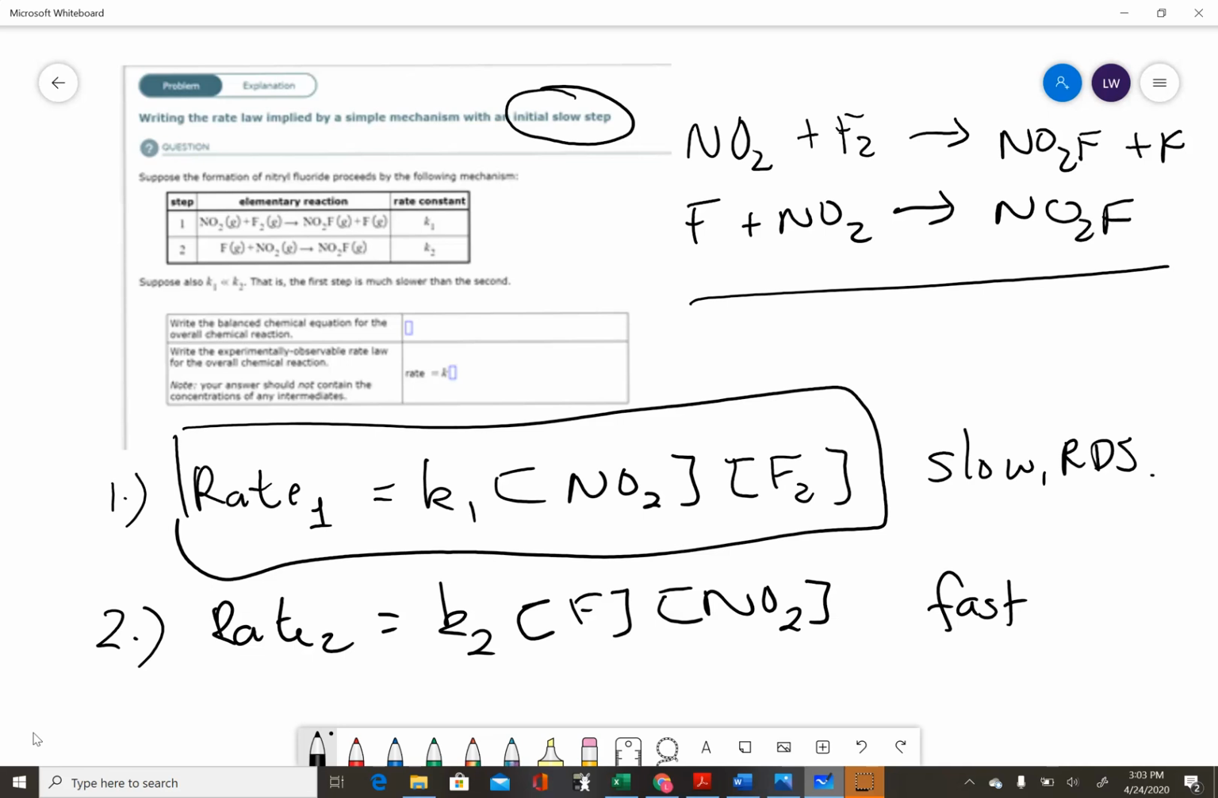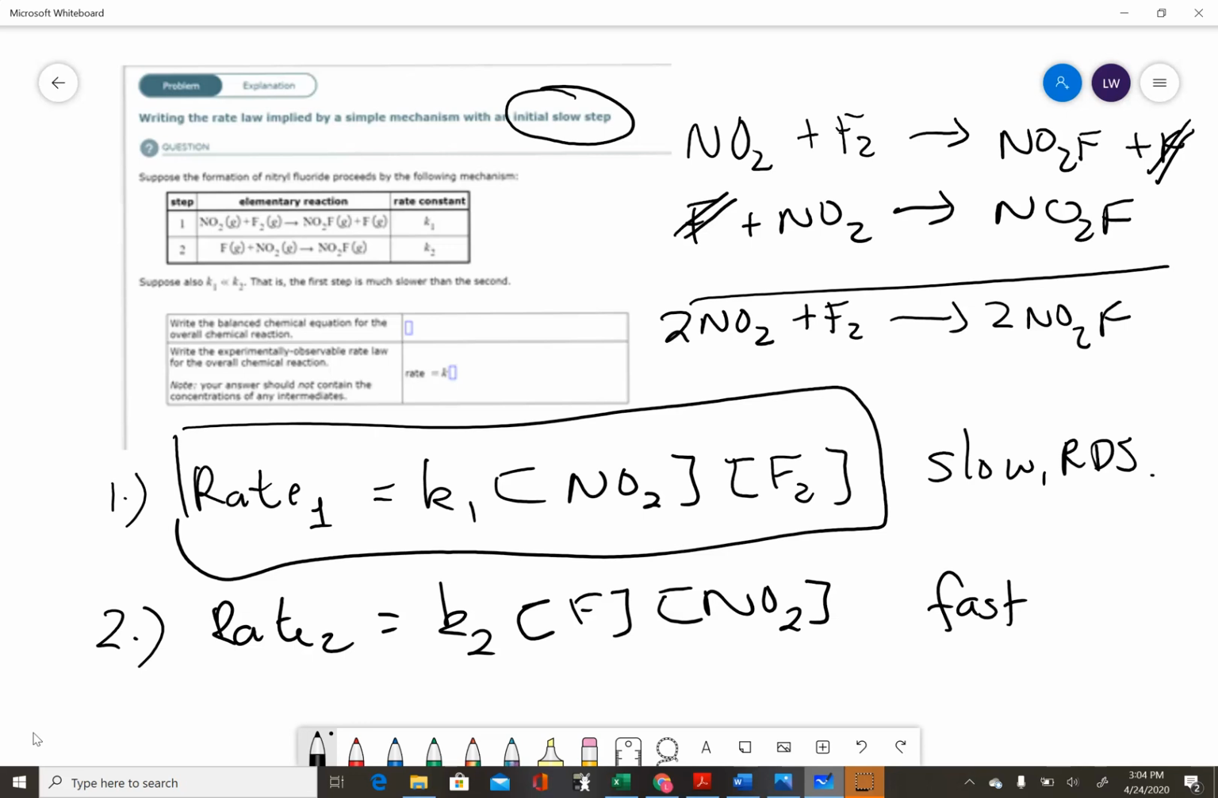So we want to check to see if we can cancel out any intermediates, and it looks like we've got the F cancelling out, and then we collect together where we have multiple occurrences of the same thing on a particular side of the arrow. So we end up with two NO2s, and then we also end up with two NO2Fs over there. And I'm just going to double check everything and make sure that it all balances. Two nitrogens, four oxygens, two fluorines, and 2 times 1, 2 fluorines.